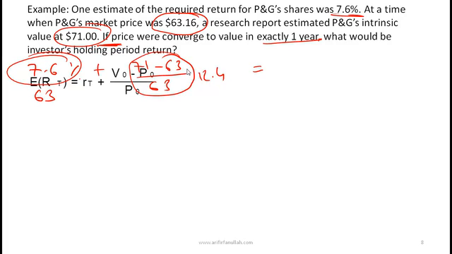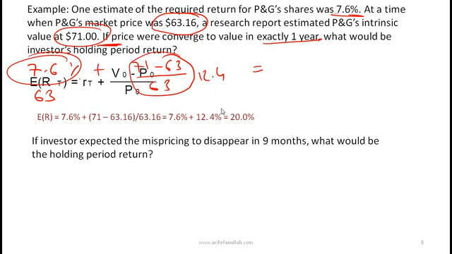Now, what if... so that's actually the working. And I'm not making this up, I'm just using the curriculum numbers. If the investor expected the mispricing to disappear in 9 months, what would be the holding period return? So again, now the holding period is actually less than... do it. No, the holding period return. So what do you think the holding period return will be?